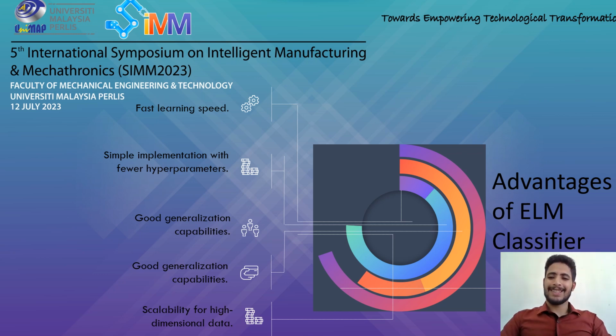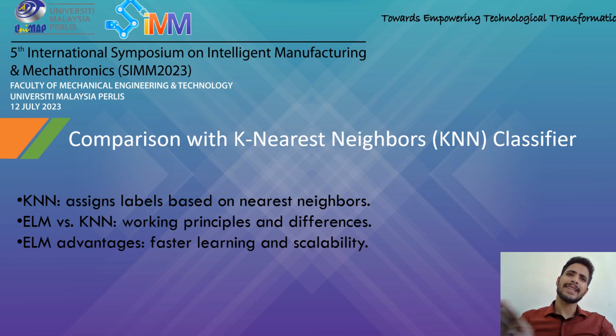For the ELM classifier, here we can make a fast comparison between the ELM classifier and the KNN classifier, which is the k-nearest neighbors classifier. Let's compare the ELM and the other popular classifier. The KNN works by assigning a class label to a new data point based on the majority vote of its k nearest neighbors. Both the ELM and the KNN are used for classification, but they have different working principles. The way they work is not the same.